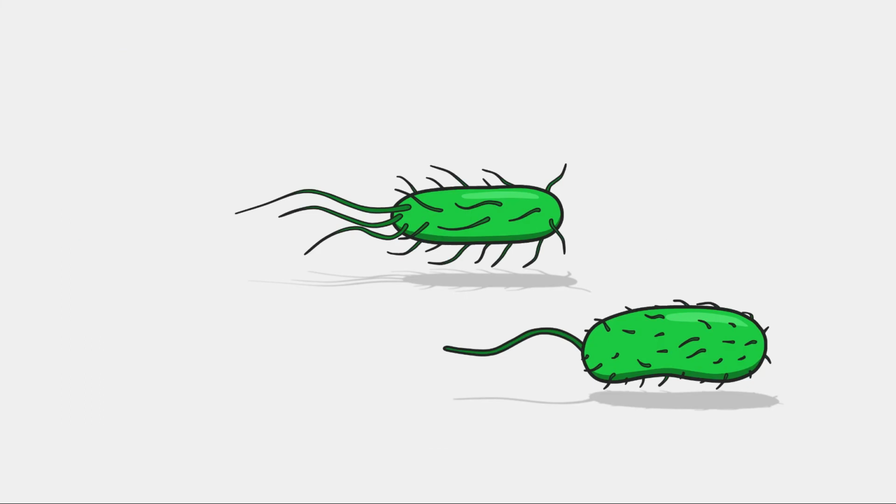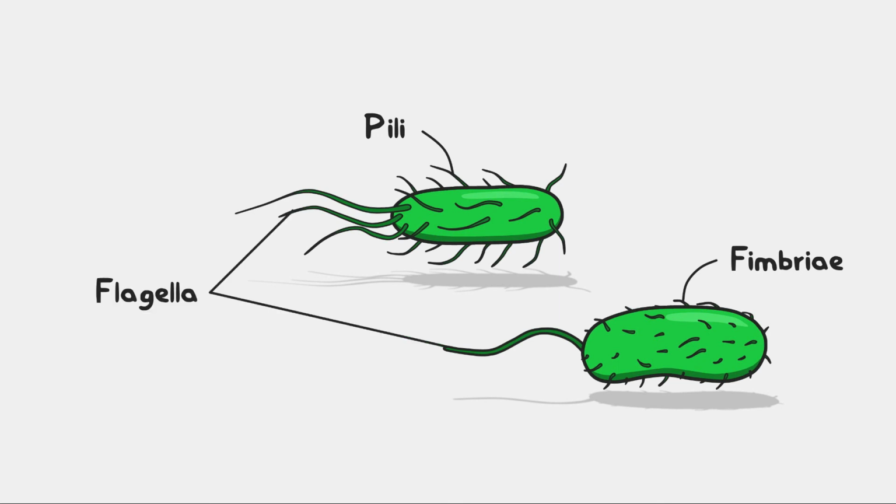Finally, bacteria have hair-like structures on their outer surface. This allows them to attach themselves to certain cells and surfaces. When they're long, they're called pili, and the shorter ones are called fimbriae. And the tail-like structure, flagella, allows the bacteria to move.